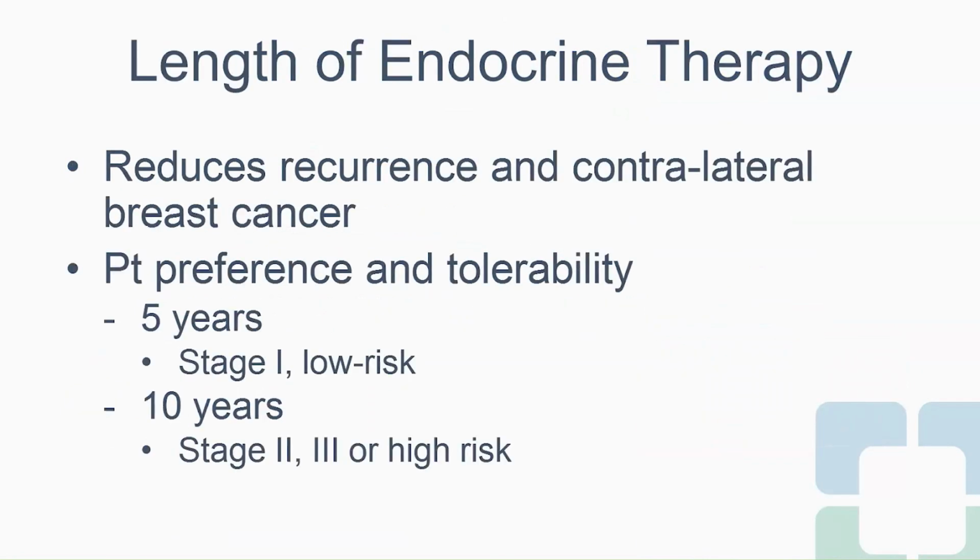So how do we determine how long to give somebody endocrine therapy? So before, everybody used to give it for 5 years. We know that endocrine therapy reduces the risk of recurrence as well as contralateral breast cancer. So length of therapy, 5 or 10 years, really is patient preference and tolerability. If they have a stage 1 low risk cancer, taking endocrine therapy for 5 years is good enough. If they're a stage 2 or 3, or they're high risk on their oncotype, and they're tolerating okay, 10 years is probably better.